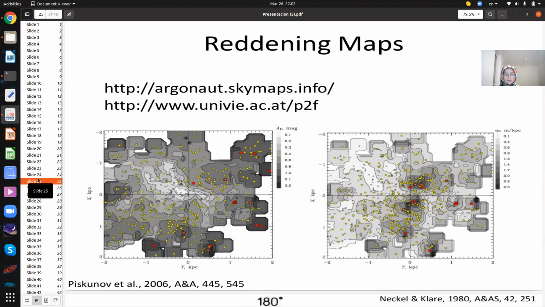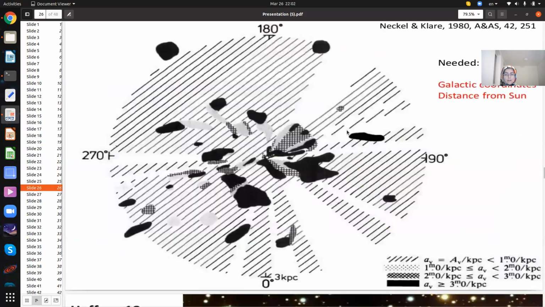And for the reddening map, these are maps of the reddening. If we have the coordinates of the star clusters, we can draw the reddening map. Without a spectral type, we cannot measure reddening. And this is the other way, galactic coordinates. We need galactic coordinates and we need distance from the Sun to draw the reddening map.